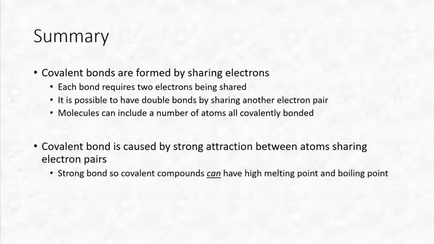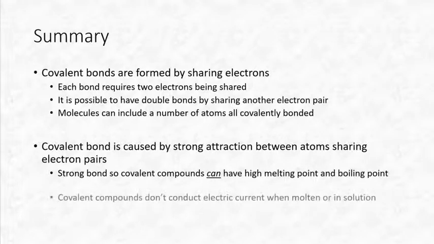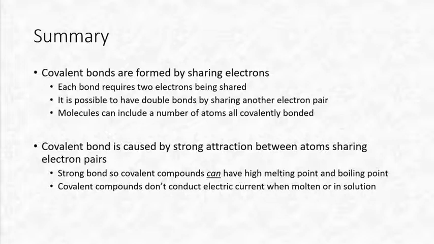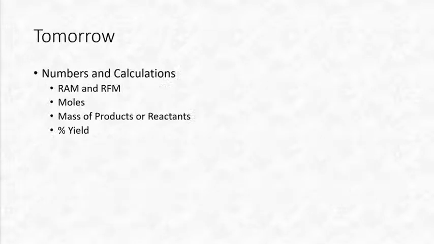These are strong bonds, and so covalent compounds can have a high melting point and a high boiling point, but not all covalent compounds do. They don't conduct electric current when molten or in solution because they don't have any ions to carry the charge. Okay, so that's the end of this tutorial.